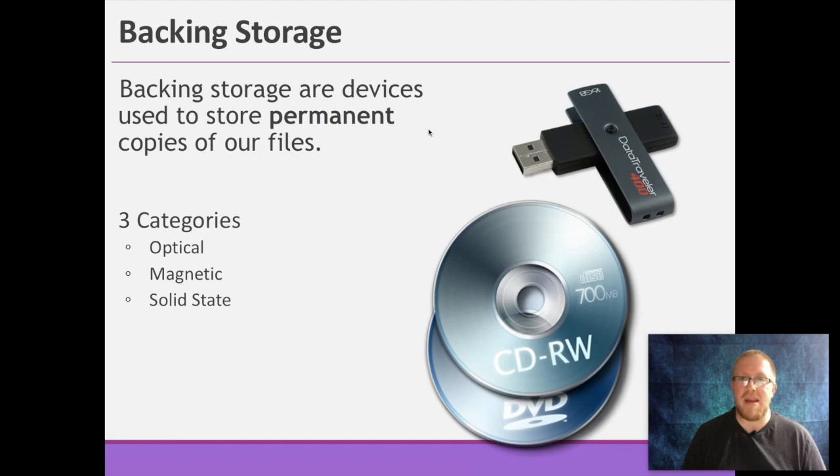So there are 3 main types of back-end storage. We've got optical, magnetic, and solid state. And the purpose of these back-end storage devices is to be permanent storage for files. Okay? You can go and access and save and change files on back-end storage, generally speaking. There are some things that we can't do.